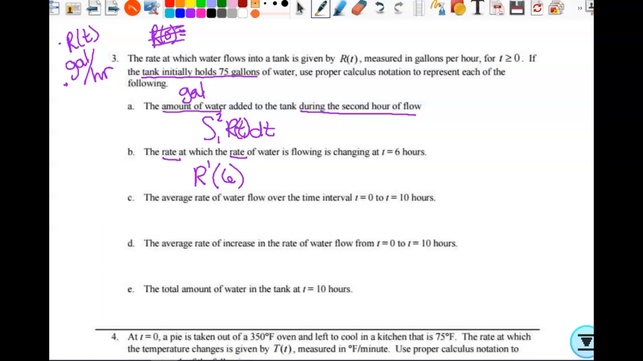All right, so now I want the average. Ding, ding, ding. So we have to do something, right? I know that for the average, I'm going to have 1 over something, and then I'm going to have to integrate something, right? The average rate of water flow over the time interval from 0 to 10. So this will be 10 minus 0. Yes, you could just put 10. 0 to 10. And then it's R of t dt. If you put it over 10, that's fine too. I just didn't because it's kind of small.